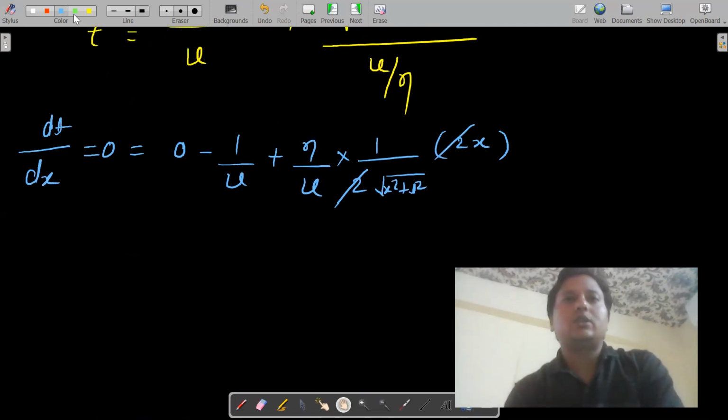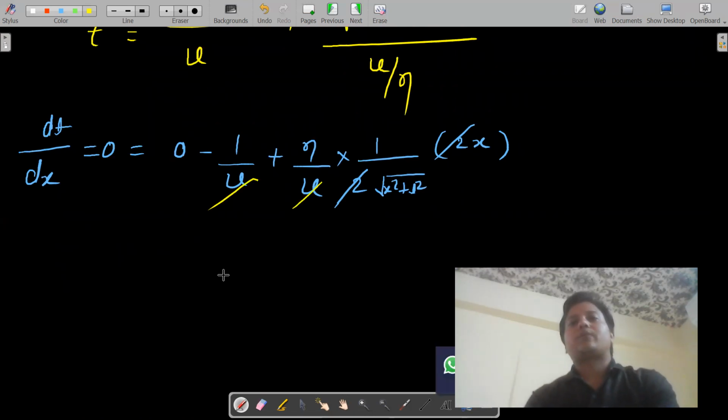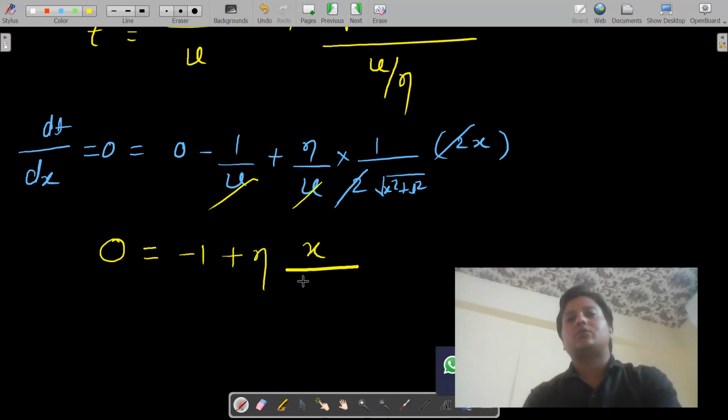So what we get from here, u also gets cancelled, and a negative sign also comes on the left side to get equal to 0. So what remains is 0 equals minus 1 plus eta x over under root x square plus l square.